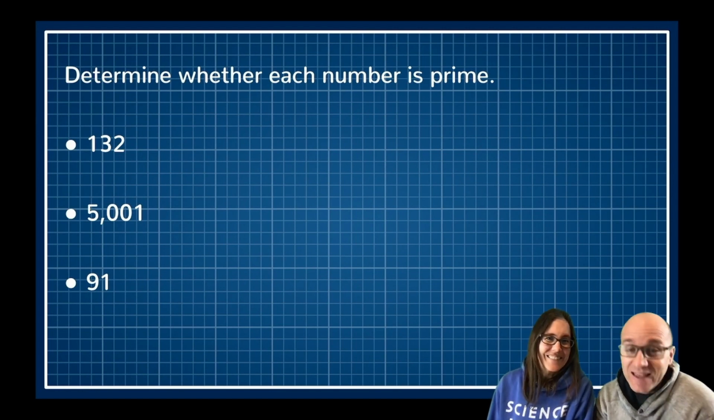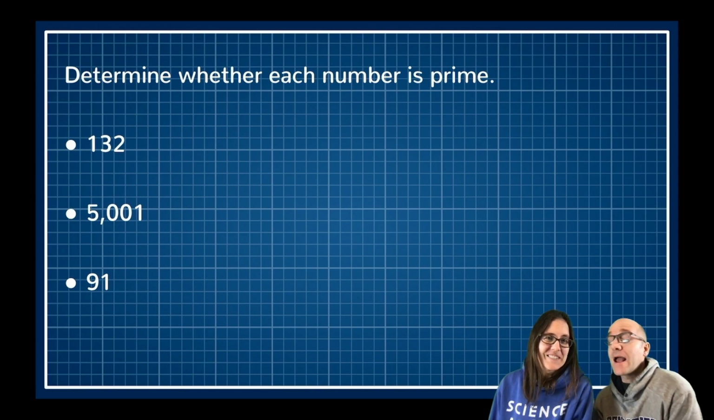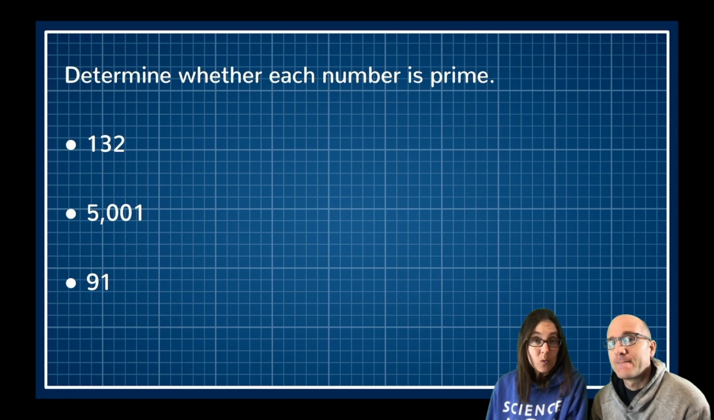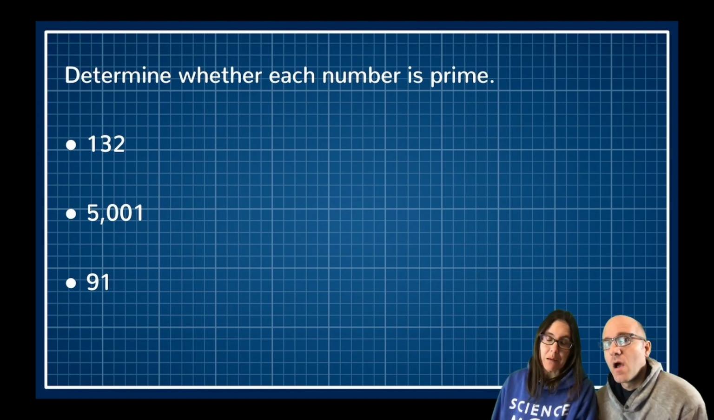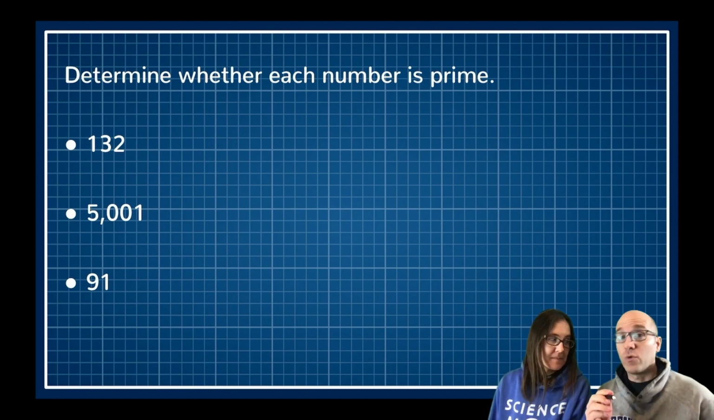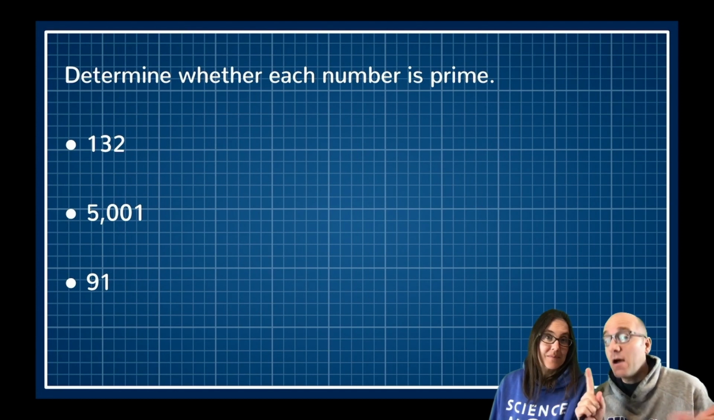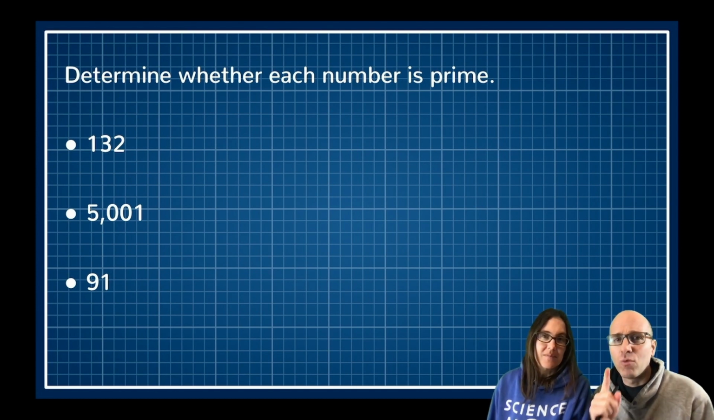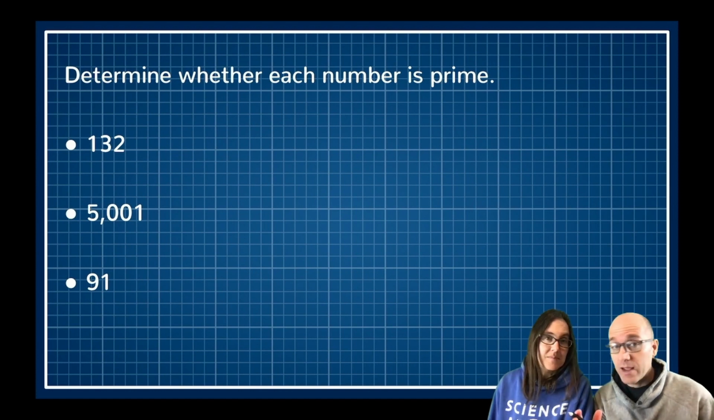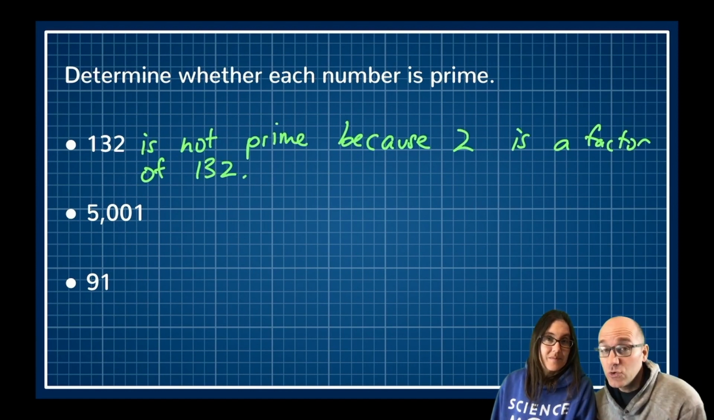Okay, Science Mom, is 132 a prime number? No, because it ends in a 2, so it is a multiple of 2, so it can't be prime. Okay, and that's all we have to do, is find some factor other than 1 or the number itself, and that would be enough to say that it's not a prime number. So 132 is not prime because 2 is a factor of 132.